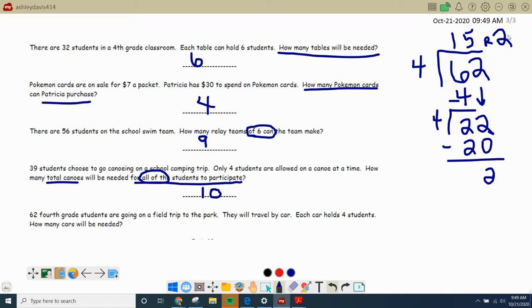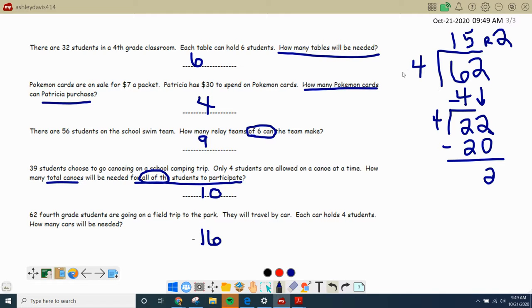Are we going to leave them behind? No, we're not. So this is when we're going to add 1 more. So we're not having 15 cars. We actually need 16 cars. Okay. So those are how we can interpret the remainder. You're either going to drop it or add one.